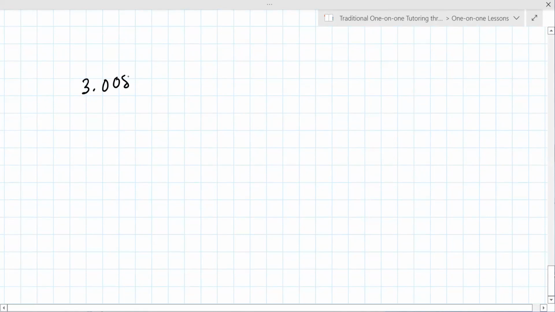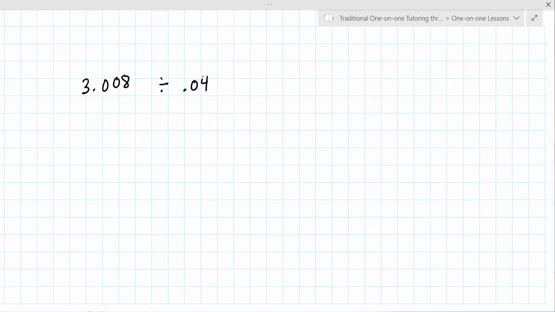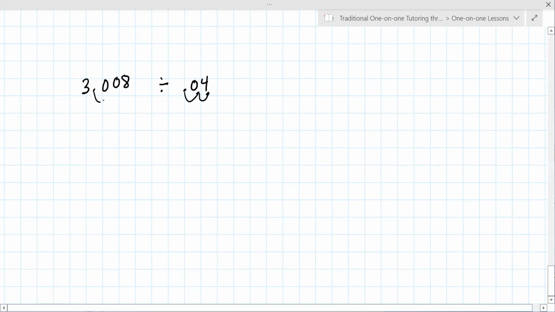Okay, let's try another one here. Let's go 3.008 divided by 0.04. So I want you to tell me what you're going to multiply each of these numbers by. 100. Okay, and how many places do you move the decimal? 2 places. Perfect. So this becomes 4 on the outside, and what number goes on the inside? 300.8. Good. So see if you can work this out from here, please.